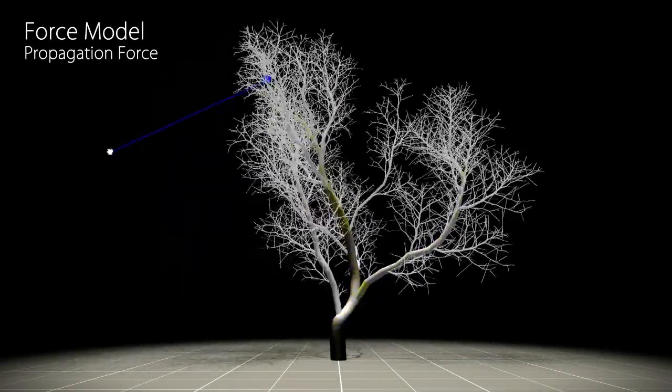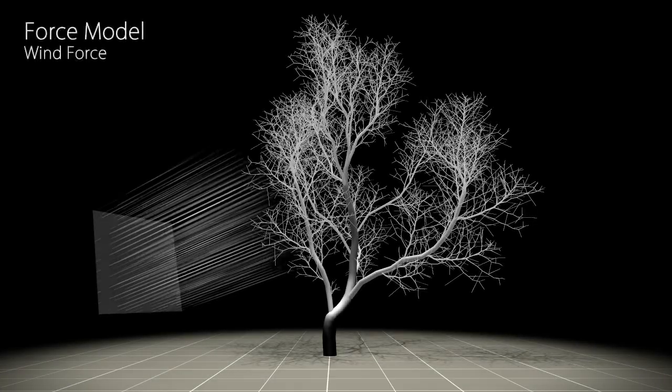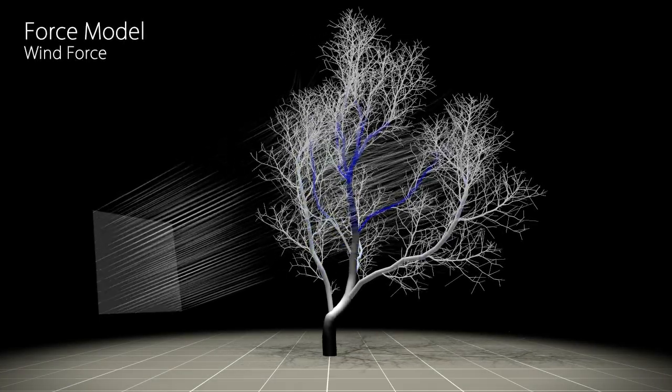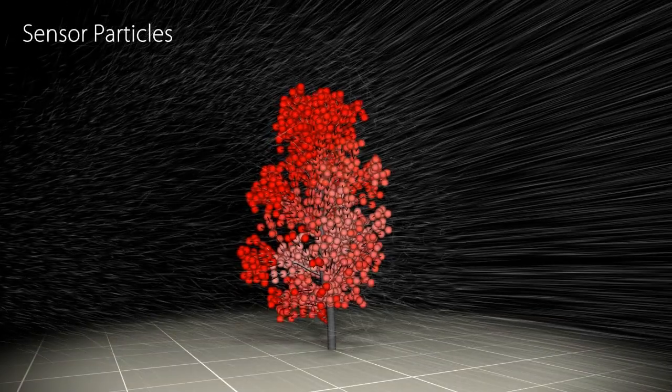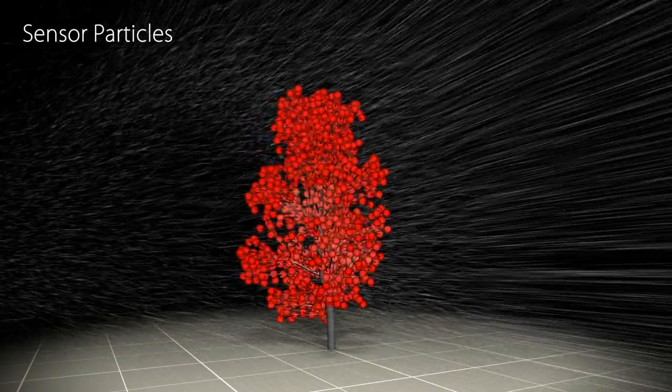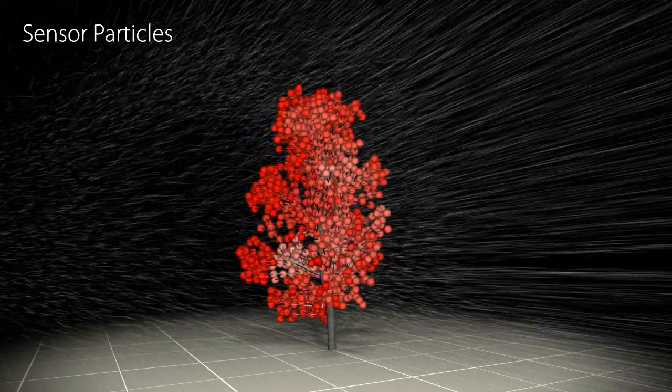The tree model reacts to forces manually applied by the user as well as to forces caused by dynamically changing wind fields in our system. We couple the wind simulation with the tree model by distributing sensor particles to the branching structure.